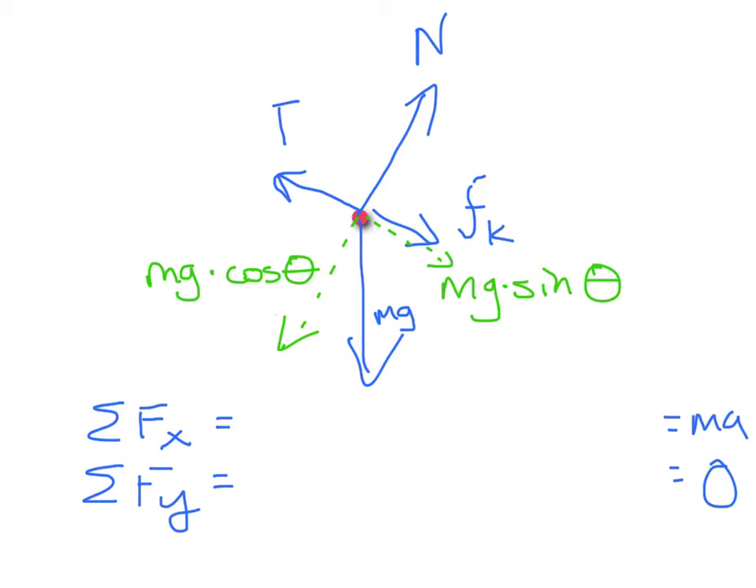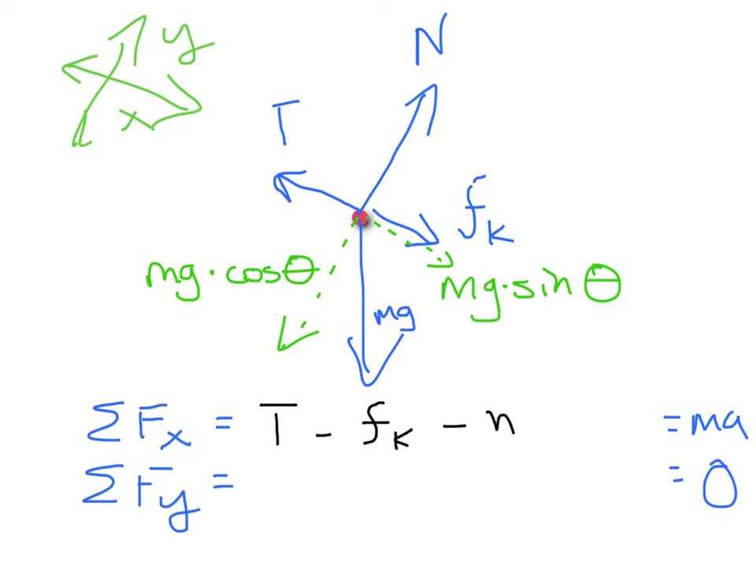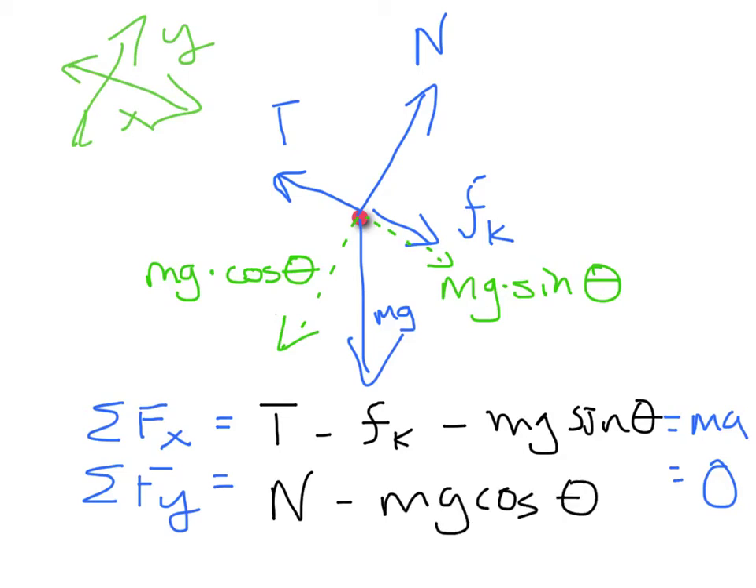So if we add up the x components, you can see there are three. The x-axis looks like this in this system, and the y-axis is like that. So we have T, if it's accelerating uphill, let's make that positive, minus the friction force, minus mg sine theta. And in the y direction, we have the normal force minus mg cosine theta. You'll notice mg itself doesn't show up. That's because we've split it into its two components.